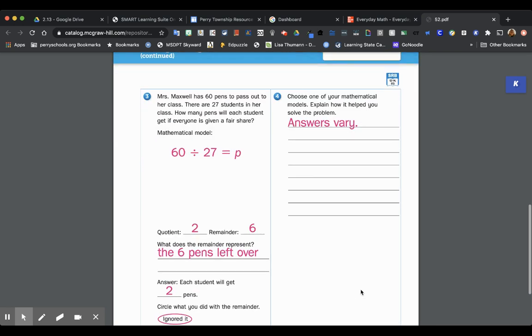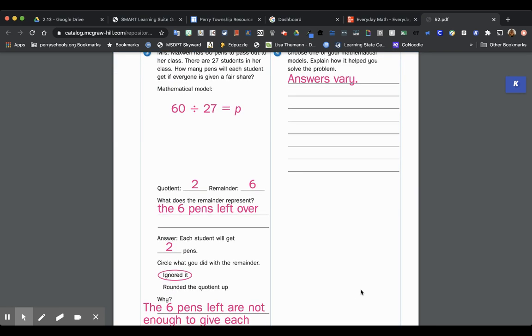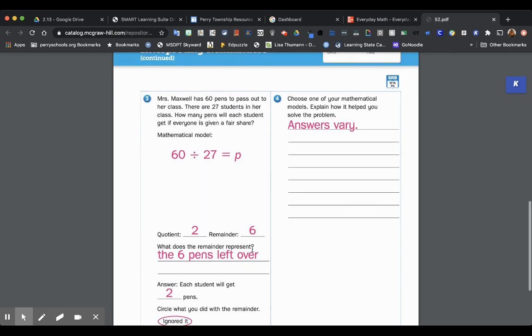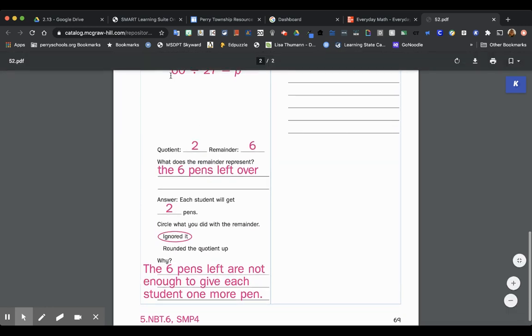And then for number 3, Mrs. Maxwell has 60 pens. She has 27 students. So we're just taking 60 divided by 27. And we get the answer of 2 with a remainder of 6. There are 6 pens left over. Each kid can only get 2 pens because we're not going to give 6 kids 3 pens. So we would just ignore that. 6 pens are left over. That's not enough to give each person 1 more pen. So each kid would get 2 pens.